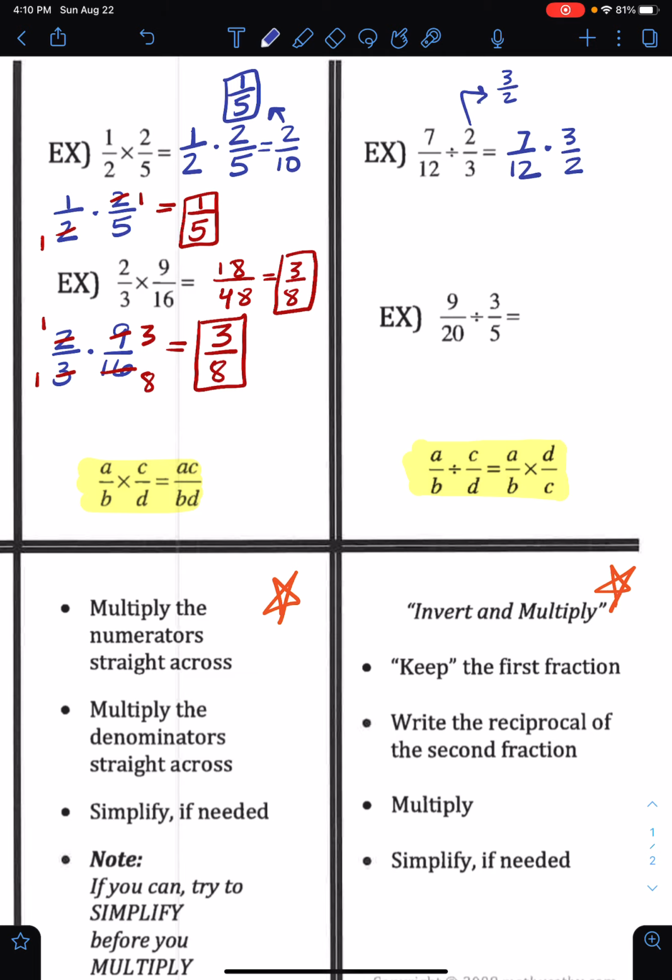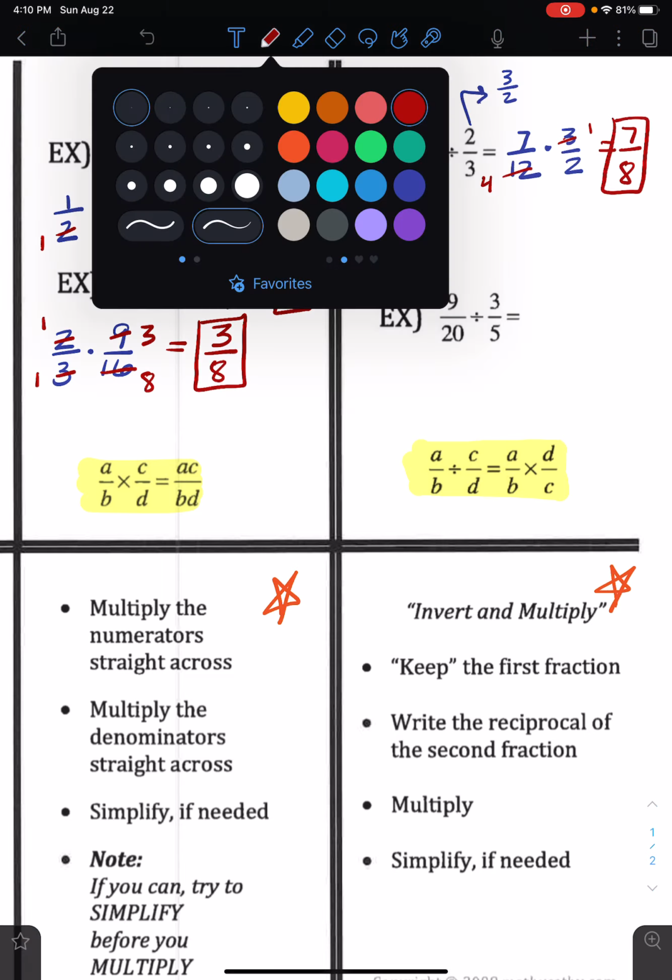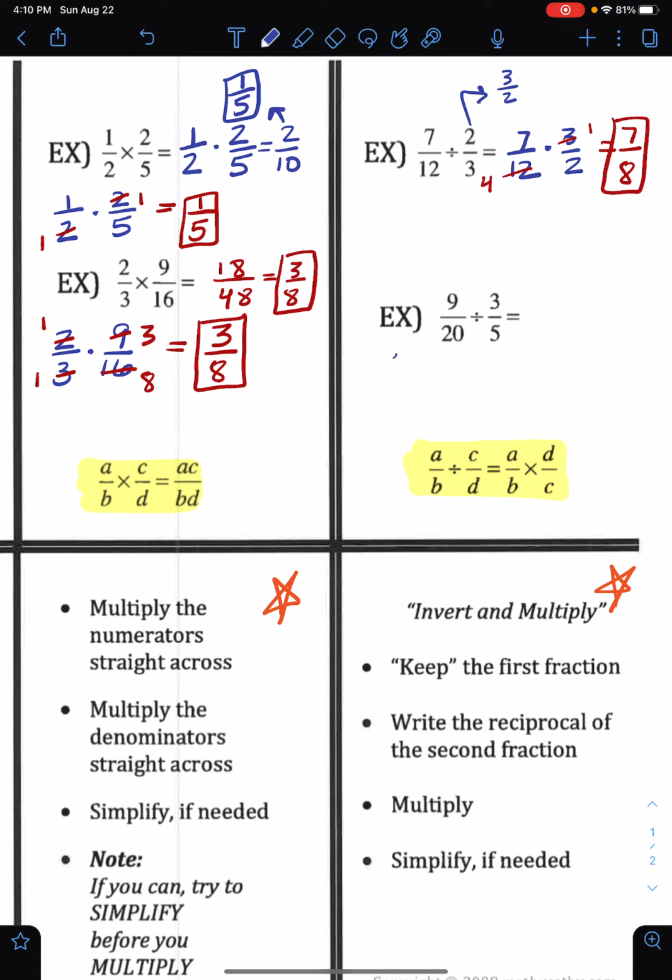And then you do the same steps as we did for multiplying. So I know 3 goes into 3 once, and 3 goes into 12 4 times, and I multiply straight across to get 7/8, and that would be my answer. For the next problem, the first step is to rewrite it as a multiplication problem. So 9/20 times 5 over 3.